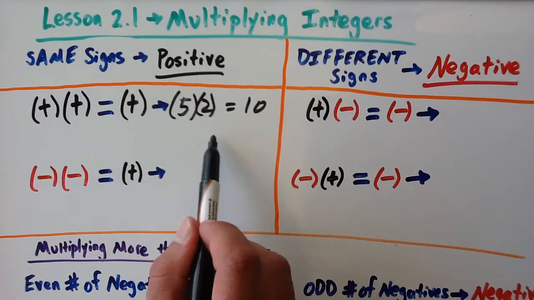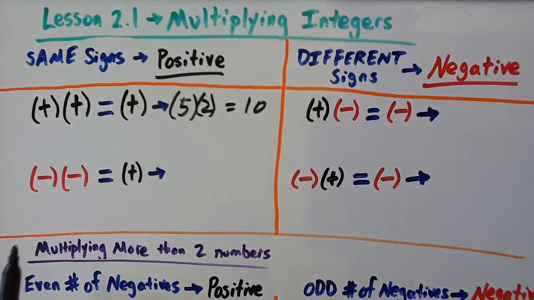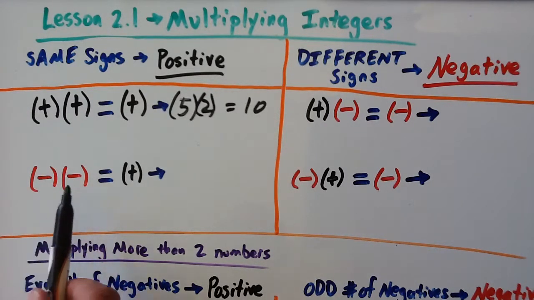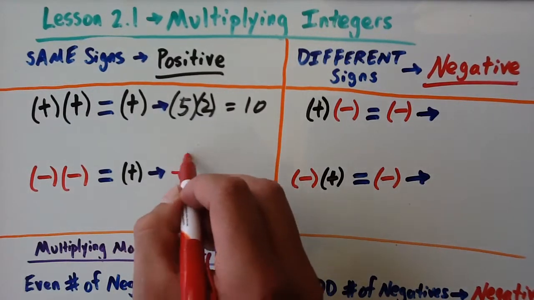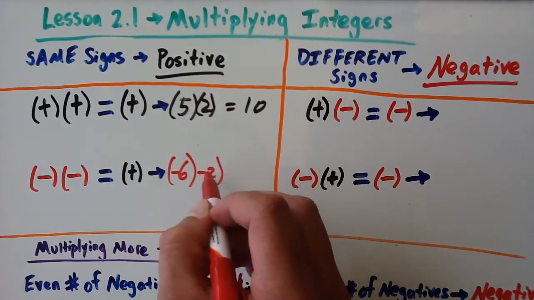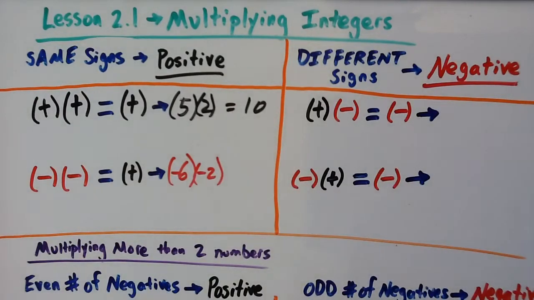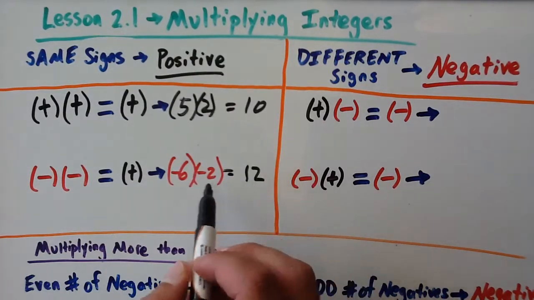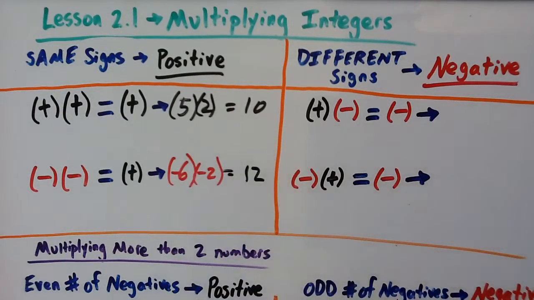You write a second example on your paper. We could also have negative number times negative number. They have the same sign, and so our product will be positive. If we had negative 6 times negative 2, we're multiplying numbers with the same sign, so our answer will be positive. We'll have a positive product. So 6 times 2 is 12.